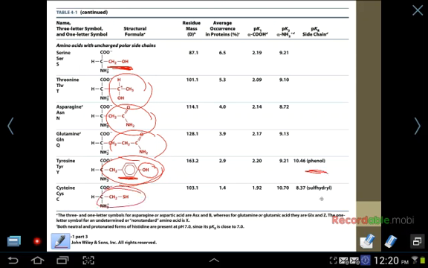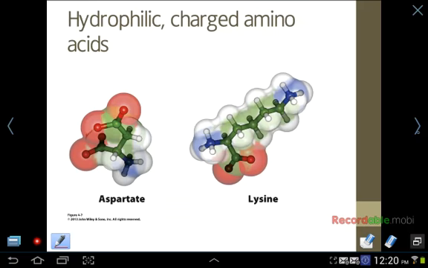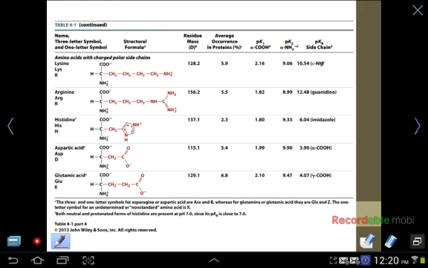Cysteine, which has a sulfhydryl group. This is the CH2SH group, and we're going to come back to cysteine and talk about why this amino acid is special. And then our third category is our hydrophilic with charged amino acids. So these are amino acids that can lose a proton and gain a formal charge at physiological pH. So those are lysine, with that positively charged amino group at physiological pH.